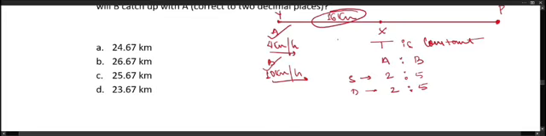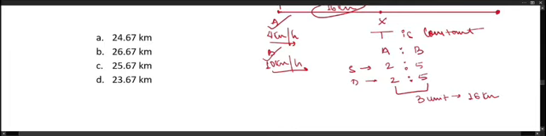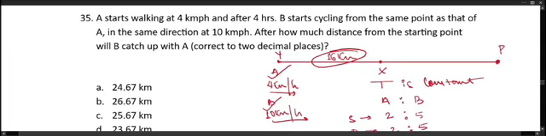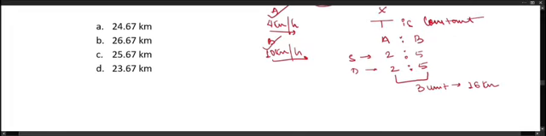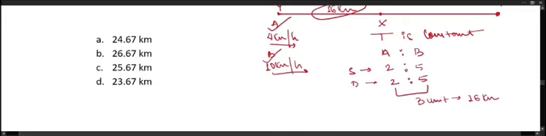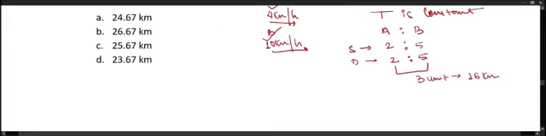As we can see here, the difference between the distances is 16 kilometers, and the difference in the units is 3 units. So 3 units is equal to 16 kilometers. Therefore, we have to find the distance when B catches A. So, if 3 units is equal to 16 kilometers, then what will be the value of 5 units?